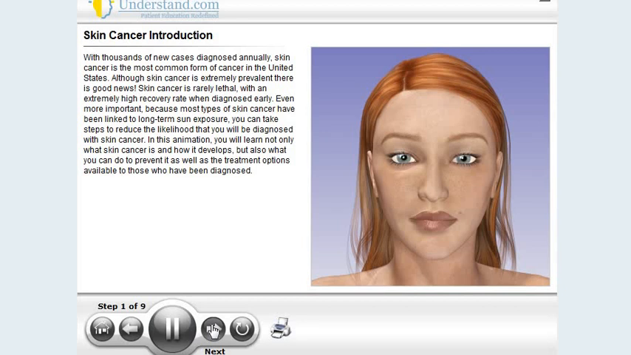Even more important, because most types of skin cancer have been linked to long-term sun exposure, you can take steps to reduce the likelihood that you will be diagnosed with skin cancer. In this animation, you will learn not only what skin cancer is and how it develops, but also what you can do to prevent it, as well as the treatment options available to those who have been diagnosed.